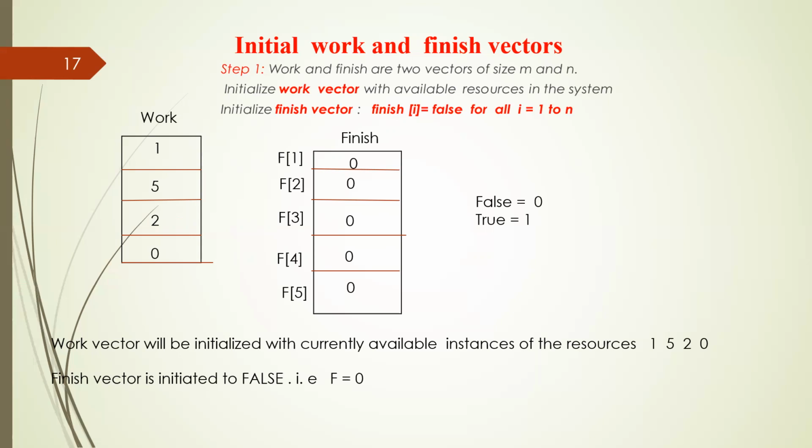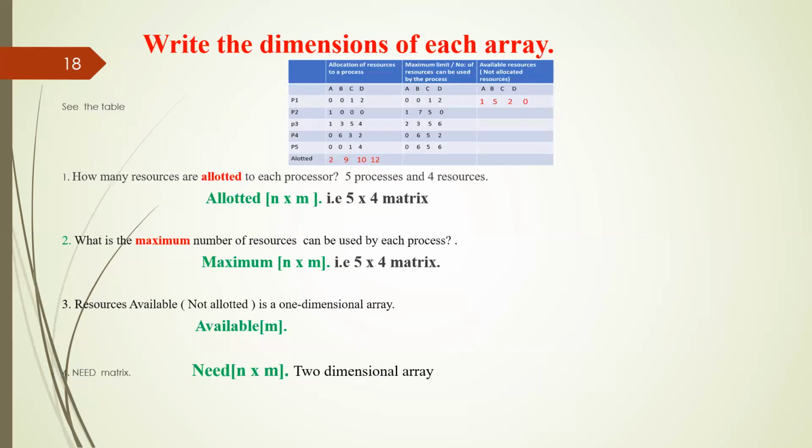Then take the finish array, finish vector. Initialize finish vector, finish of i equal to false for all i from 1 to n. Initialize all the elements of finish vector with false, that is 0. False means 0, true means 1, right? So work vector will be initialized with the currently available instances of the resources, 1520, and finish vector is initialized to false, that is f equal to 0.